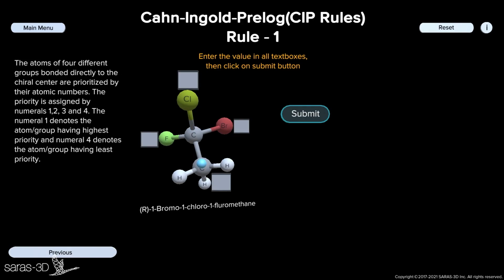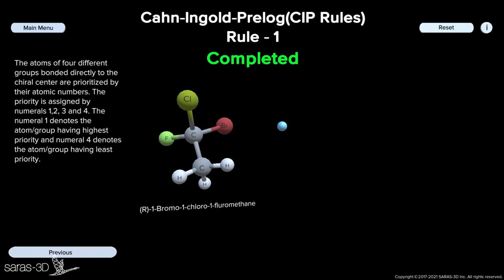So the group with the highest atomic number is assigned the highest priority. First priority will be given to bromine, second priority to chlorine, third priority to fluorine, and fourth priority to the carbon of the methyl group. So in this way the priorities are assigned. Here we have directly given the name of the compound, but how to assign the descriptor R and S? We will learn it after we complete the rules.